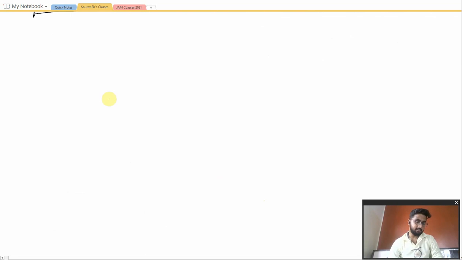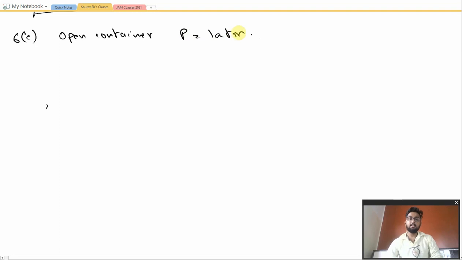The next question says that solid sulfur on heating in an open container melts, but solid iodine sublimes. Why? The question number is 6E. Heating in an open container means the pressure in the system is equal to the atmospheric pressure, so pressure is equal to 1 atmosphere in this case. Why are we mentioning pressure? Because this is a phase diagram question. We have to draw the phase diagram of both sulfur and iodine and check at 1 atmosphere pressure what kind of changes will take place when temperature is increased.